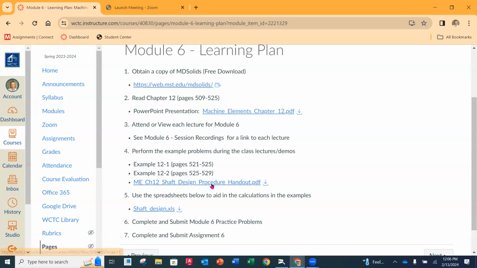And then you're also going to notice down here in number 4, there is a reference to the shaft design procedure handout. I have mine printed out underneath my camera here, and we'll be referencing that. That's really our step-by-step process. We follow the book, as we did last time, quite closely, but there are some nuances that I've added into the process to make it a little easier to understand. It fills in some of the blanks that the book doesn't necessarily get to in their procedure.